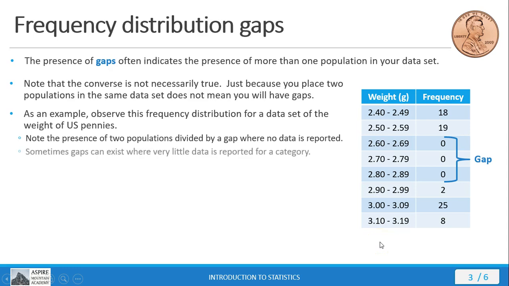Now, sometimes gaps exist where very little data is reported for a category. That means you don't necessarily need to look for a 0 to identify a gap. Sometimes it could be just a 1 or a 2 or some low number like that. It just depends on how many data points you have, how many categories you have, and what the frequency counts in those categories are. But generally speaking, you're going to be looking for zeros to indicate your gap.